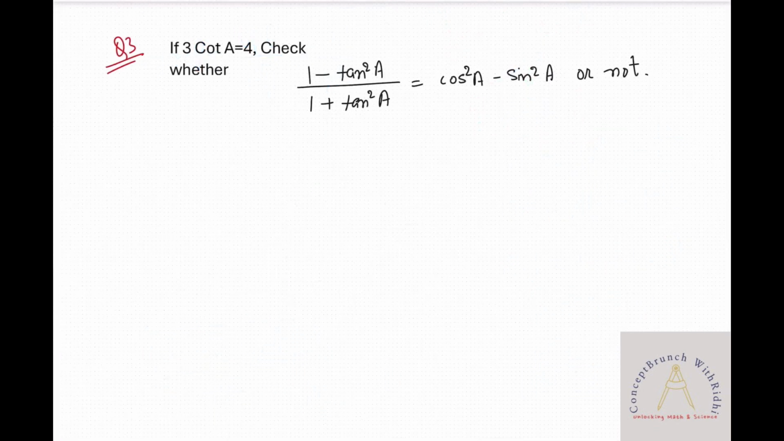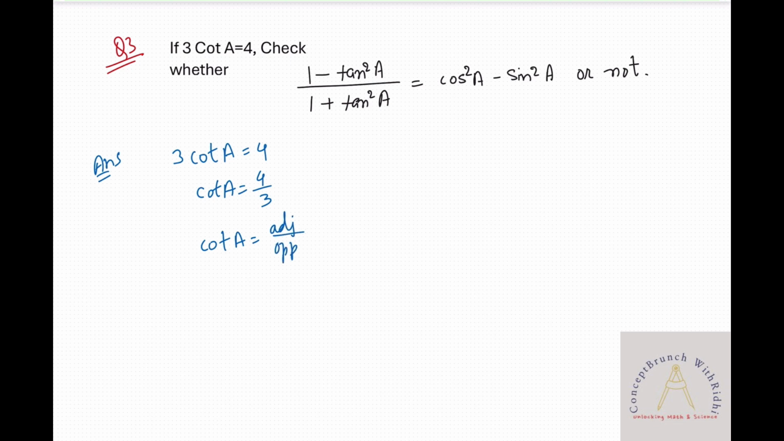So our third question is, if 3 cot A equal 4, check whether this situation is correct or not. So for solving this, let's answer this question. So 3 cot A equal 4, correct? So from here we can write the cot A equal 4 divided by 3, right? So according to the formula for the cot A, we know that the formula is what? Adjacent divided with opposite. Means we don't know the hypotenuse.